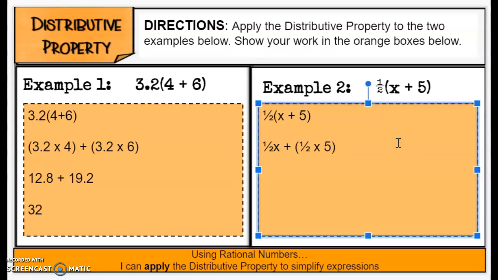So now I've distributed the 1/2 to the x and the 1/2 to the 5. Let me put these in parentheses so you can see how it's been distributed. I am going to now continue moving forward to simplify this expression. So 1/2 times x is just 1/2 x. That's all it is. You can't do anything else with it. What I can do is multiply my 1/2 times 5. So 1/2 times 5 equals 5/2.